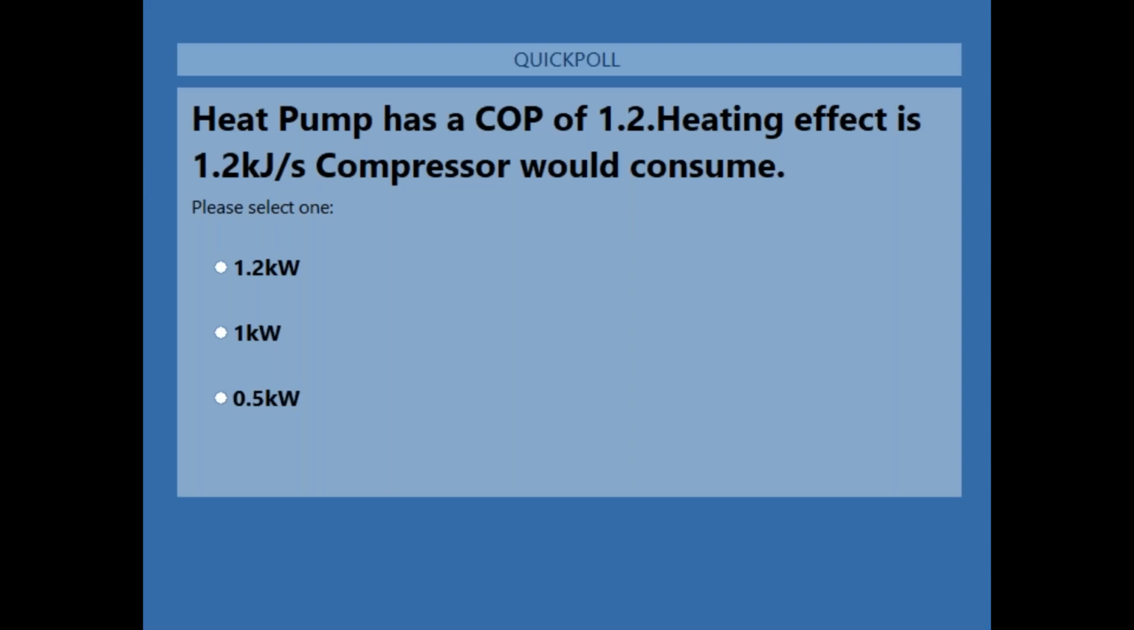So the question is, the heat pump has a coefficient of performance of 1.2. The heating effect is 1.2 kilojoules per second. You need to calculate the power consumed by the compressor.